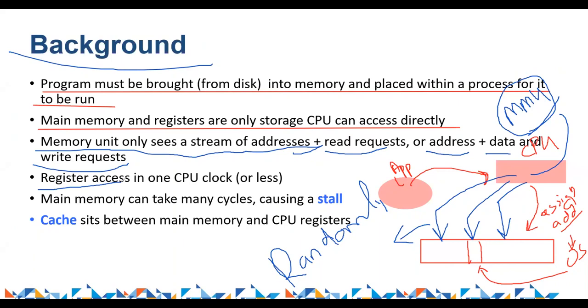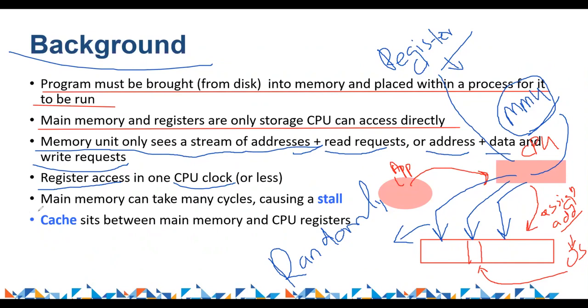Register access in one CPU clock or less. You know that the CPU has register memory, and this register memory will be accessed in one CPU cycle. One CPU clock means one CPU cycle. Remember, the CPU is something analog, so it completes its cycles. For example, if you have a 2.0 gigahertz processor, it means your processor can complete 2 billion cycles in 1 second.